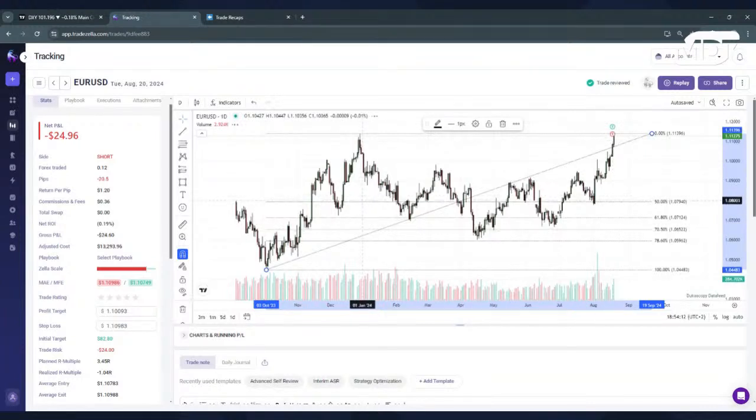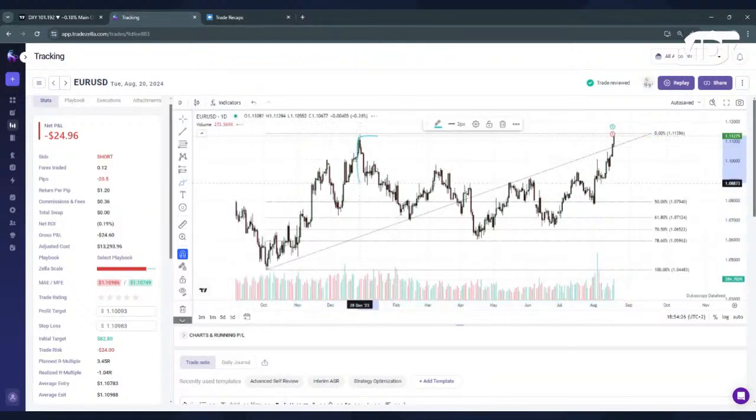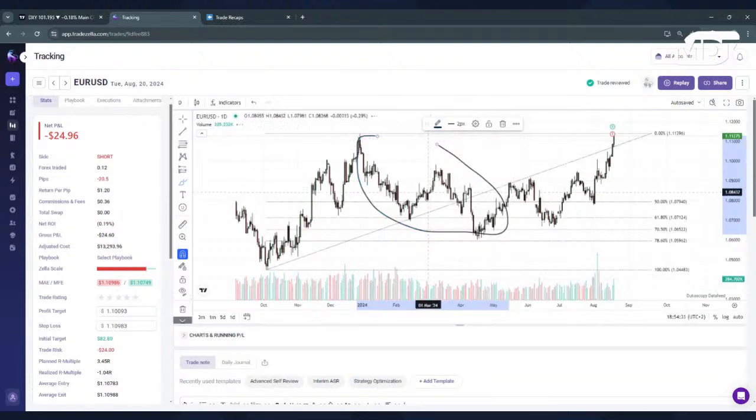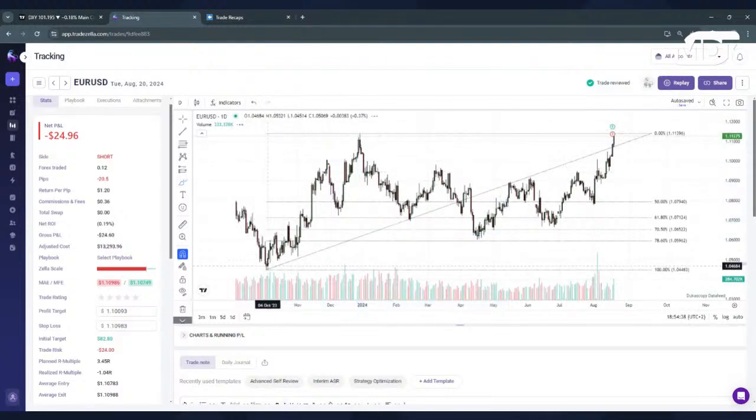Because on the weekly it's clear, but this for me is much more of an impulsive leg than this setup or this price action here, that strikes me more as corrective price action. So to pull the fib from this point makes more sense, just looking at the nature of price being more impulsive as opposed to corrective.